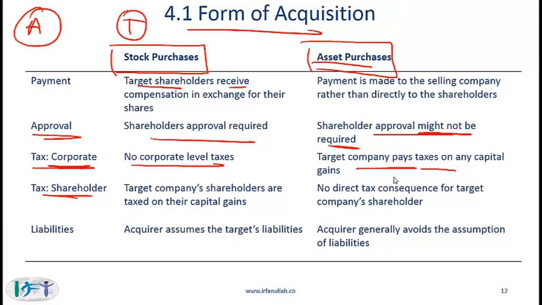In other words, if the purchase price of the asset exceeds the book value of the asset, then obviously a tax needs to be paid. With an asset purchase, there is no direct tax consequence for the target company shareholders. And finally, liabilities. With a stock purchase, since the overall company is being bought, then the acquirer assumes the target's liabilities. With an asset purchase, by definition, since it is an asset purchase, the acquirer avoids taking on the liabilities.